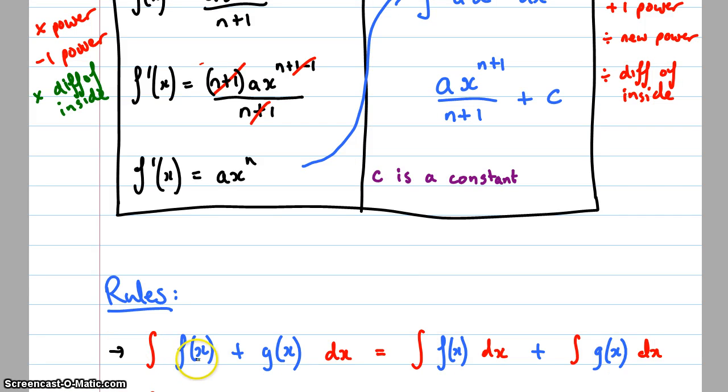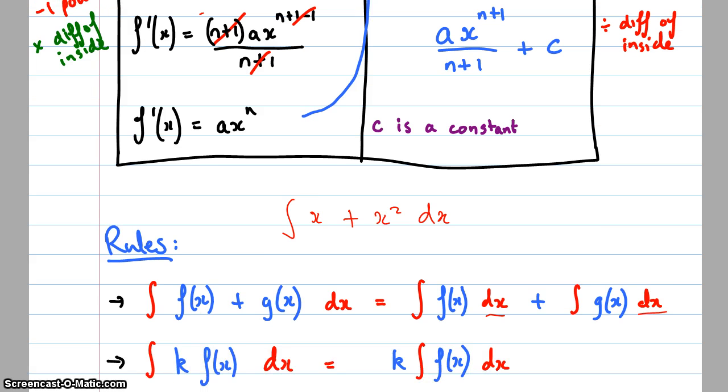The first rule is if you've got two functions added together, and it simply could just be x plus x squared. Those are just two functions added together, x and x squared. You can actually separate them and do the integration separately. The tricky thing here is, and this is where people will lose a lot of marks, you have to have a dx. Don't drop the dx after each integration sign. Often they look for that in exams, and if you don't have it, then you can lose a mark potentially.